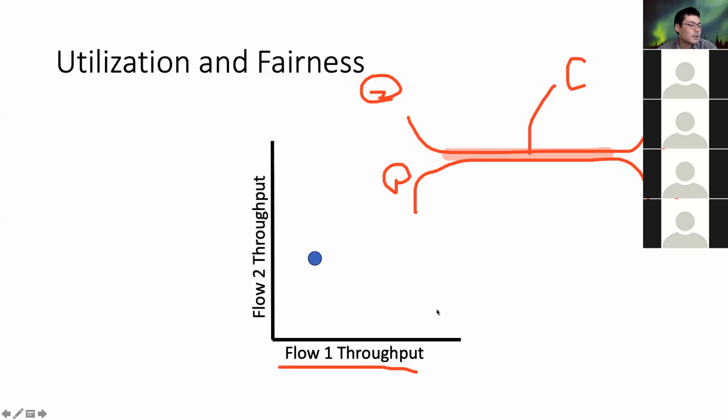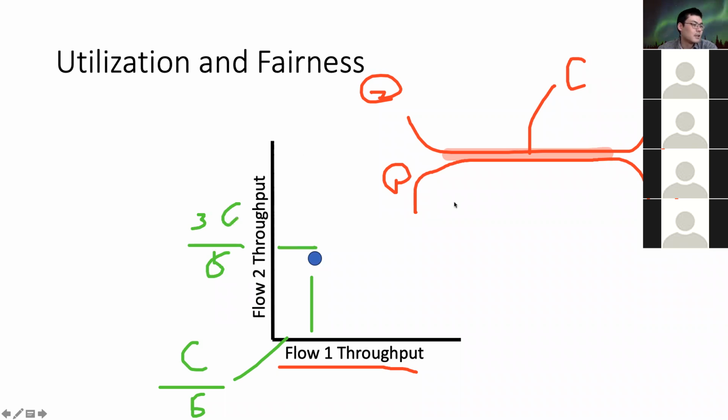So let's think about a case. This is a particular point where the coordinate for flow one is smaller. If you look at this point, flow one is maybe 0.2C, but flow two is larger, maybe 0.6C. So basically this one is just using 20% of the capacity and this one is using 60% of the capacity, then you are here.